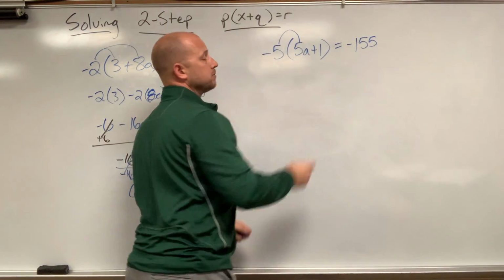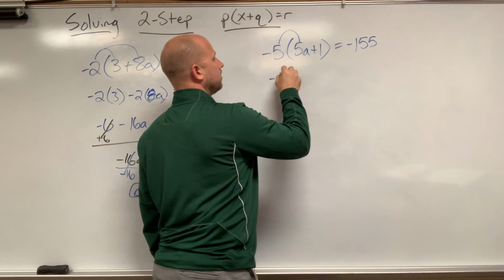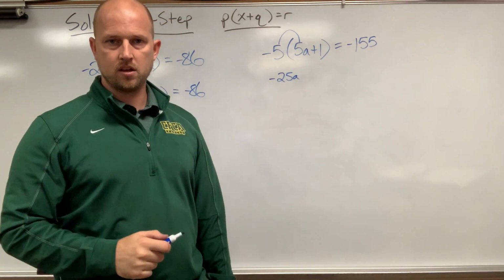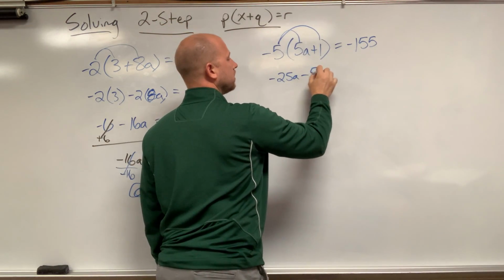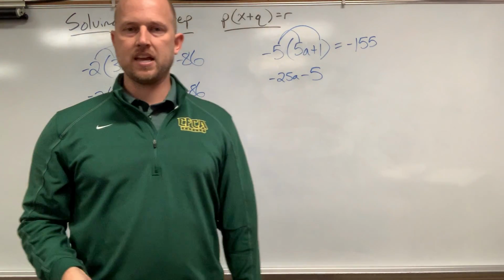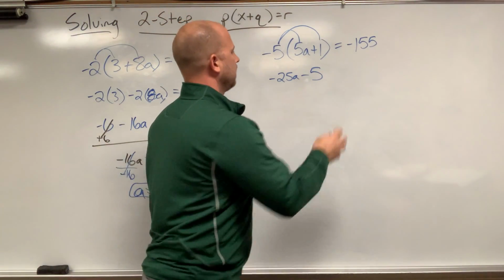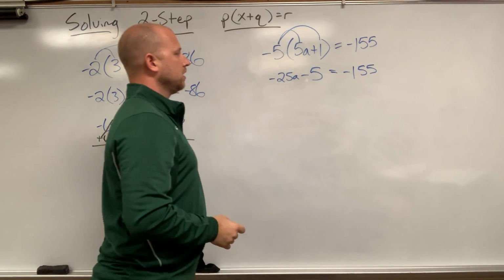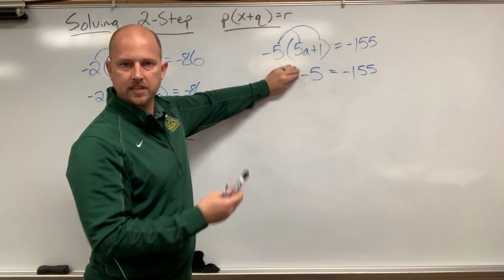Negative 5 times positive 5a. Different signs are negative, and 5 times 5 is 25, and then you bring your a. So negative 25a. Negative 5 times a positive 1 is a negative 5. The negative on the 5 becomes a subtraction sign, negative 5, equals negative 155.